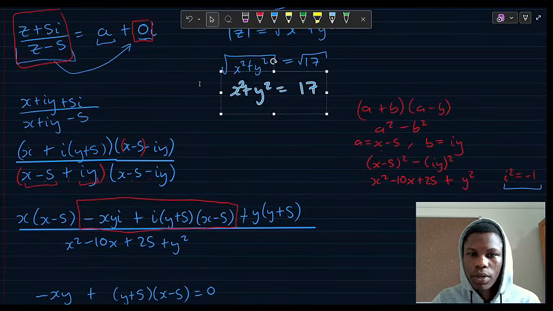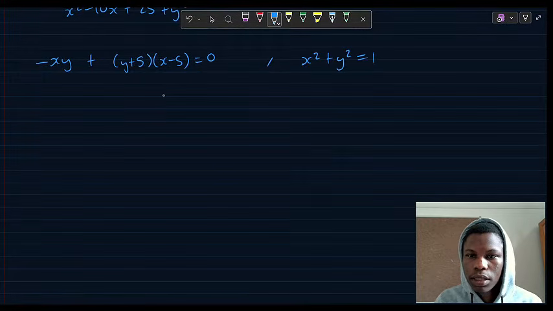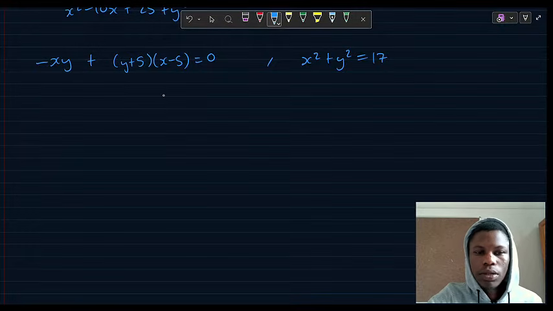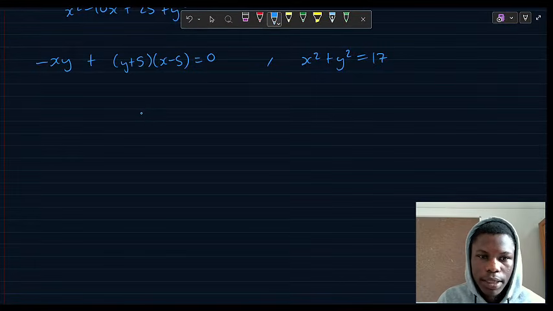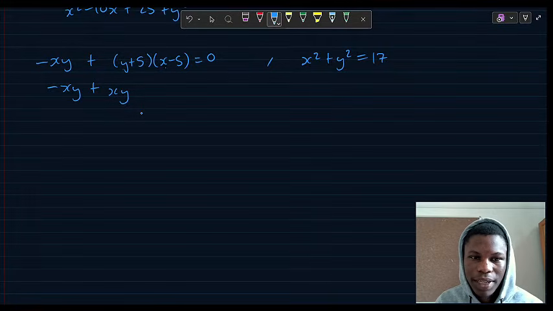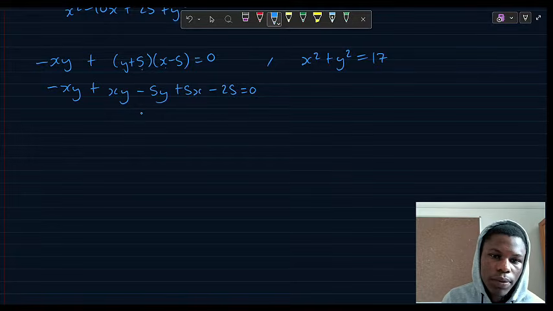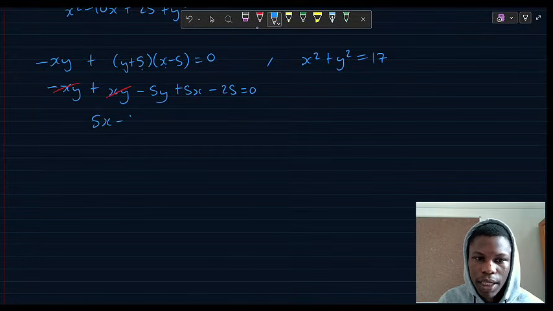The first one was x squared plus y squared is 17. And so now what we need to do is solve these two equations simultaneously. I think let's expand this first equation. So negative xy plus y times x, that gives us xy, y times negative 5, that's negative 5y, 5 times x, that's 5x, 5 times negative 5, that's negative 25, and this is equal to 0. So we have that the xy's cancel out, and we've got 5x minus 5y is equal to 25.